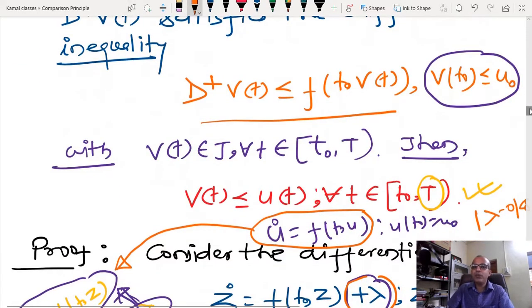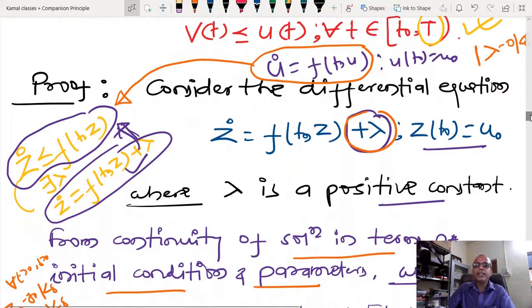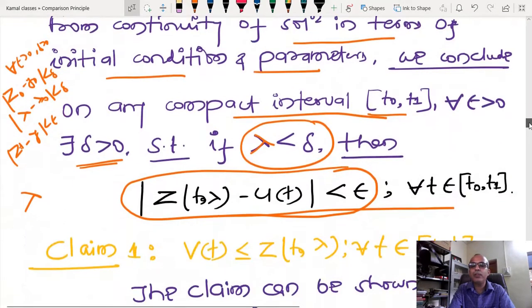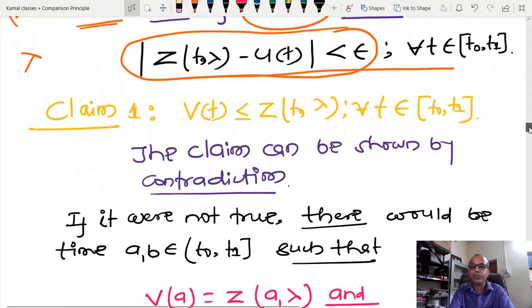So I have a differential inequality in terms of Vt, and after that there exists some kind of differential equation in terms of z, where the vector field of the original differential equation and this converted differential equation are separated by just some small amount, that is lambda, some positive value of lambda, but you can also take, without loss of generality, lambda negative.